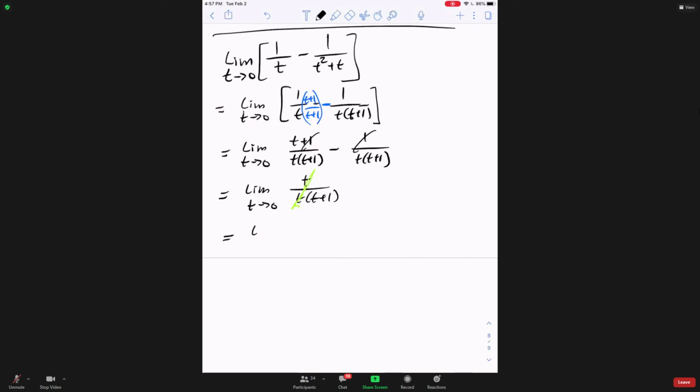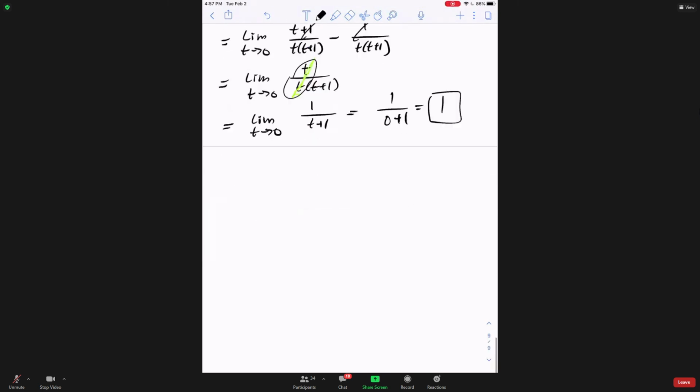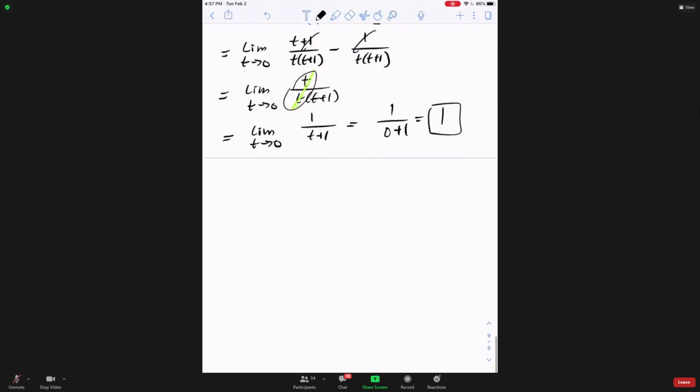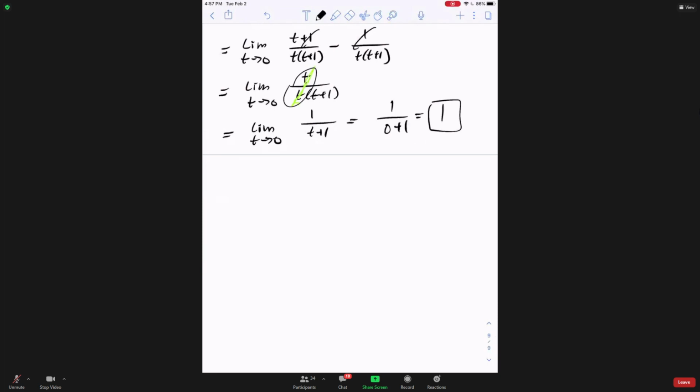So the limit is 1 over t plus 1. So now we're ready to take the limit as t goes to 0 because we canceled out these t's here. So now it's just plug in 0. If we plug in zero, you get one over zero plus one. So notice I dropped the limit because I'm plugging it in. One over one, which is one. Oh, that was a nice answer. So once you plug in the number, you don't have to write the limit.